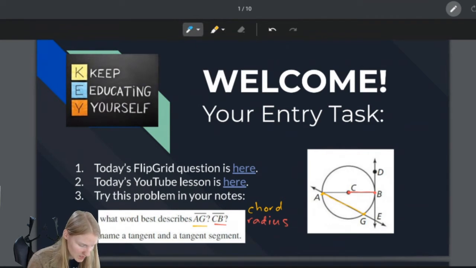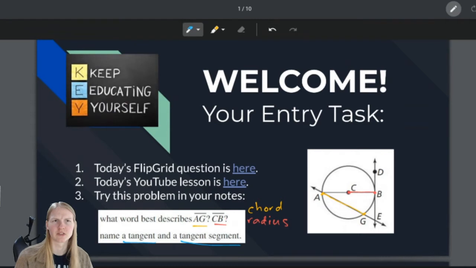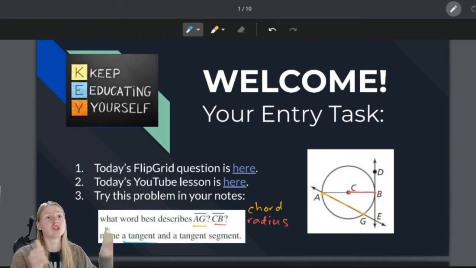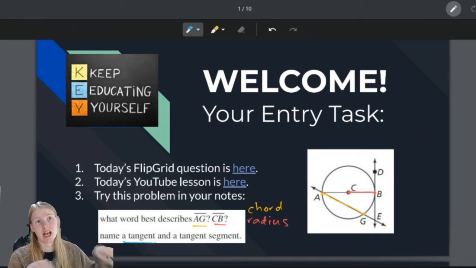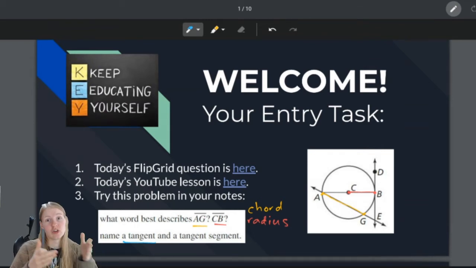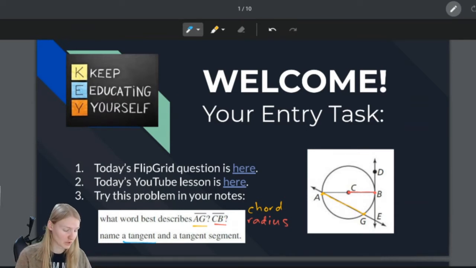And now, name a tangent and a tangent segment. Now you might be asking, what is the difference? Well, this book I have found says tangent when they're talking about a line, a tangent line. So if you see tangent, it's assuming that you're thinking about a line, unless it says tangent segment or tangent ray. So we're going to look for a line that is tangent. The only option we have, it looks like, is this line right here.